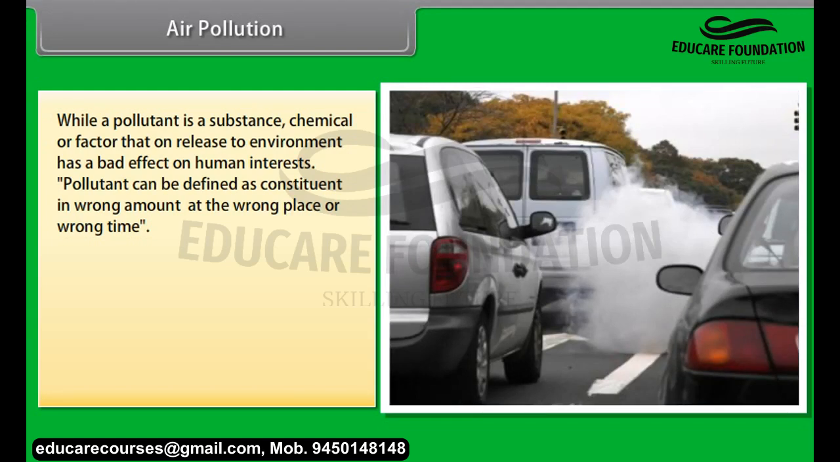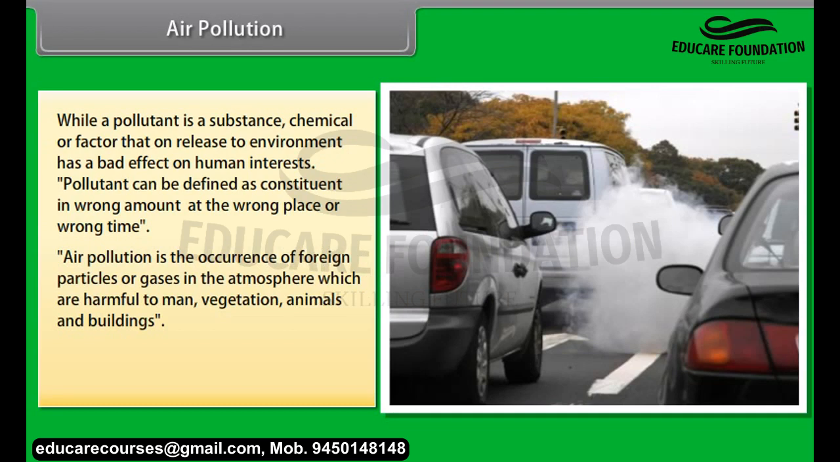Pollutant can be defined as a constituent in the wrong amount at the wrong place or wrong time. Air pollution is the occurrence of foreign particles or gases in the atmosphere which are harmful to man, vegetation, animals, and buildings. The air pollution is caused mainly due to combustion of fossil fuels.